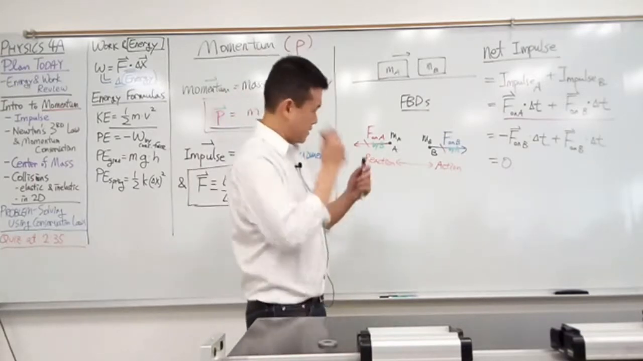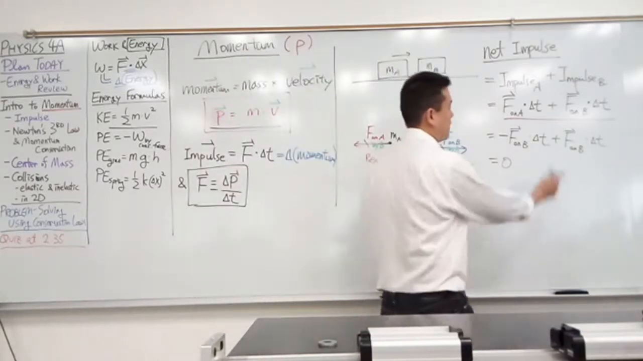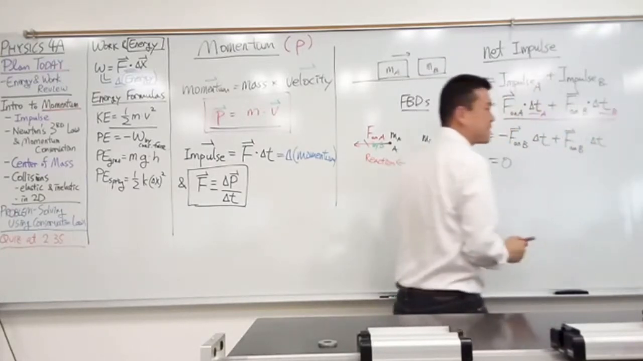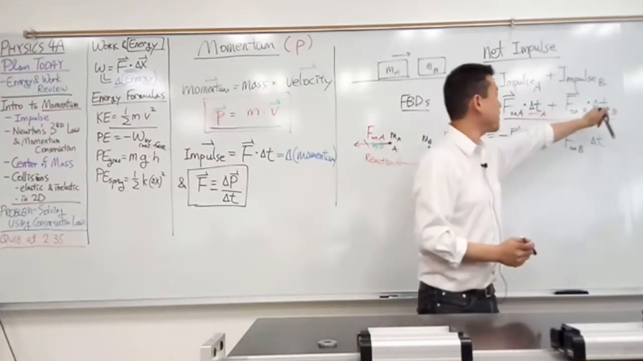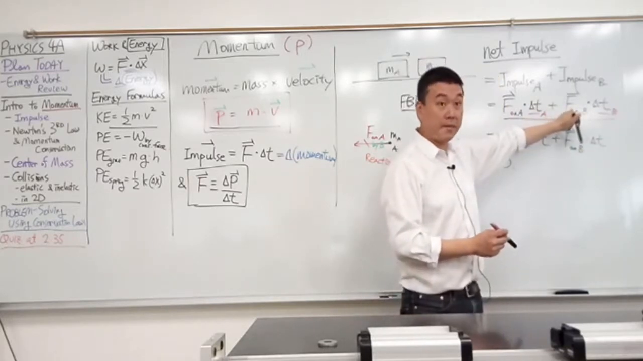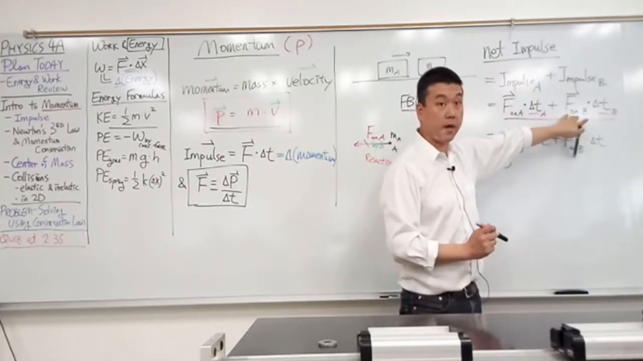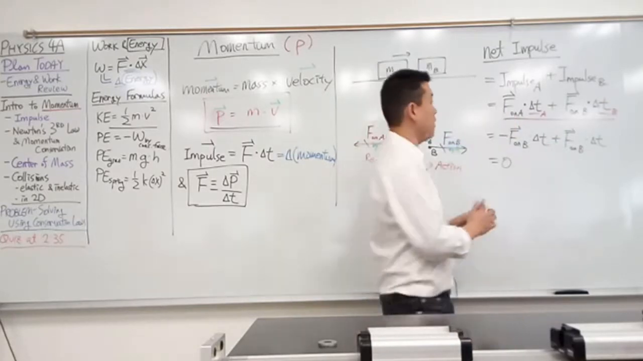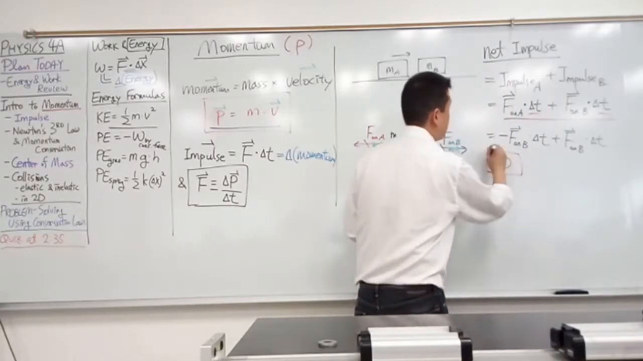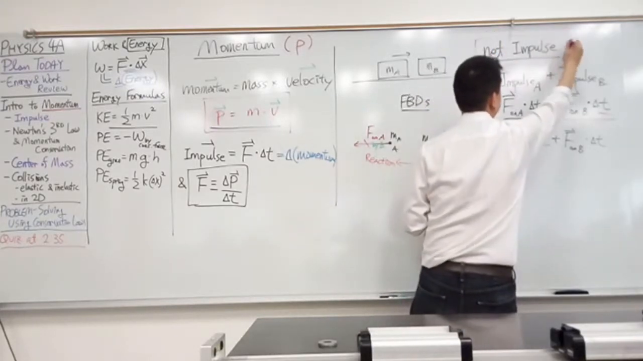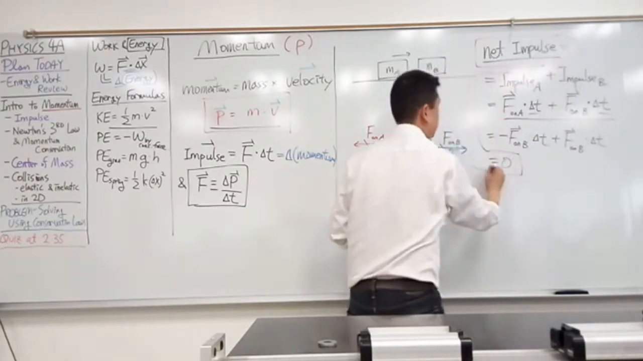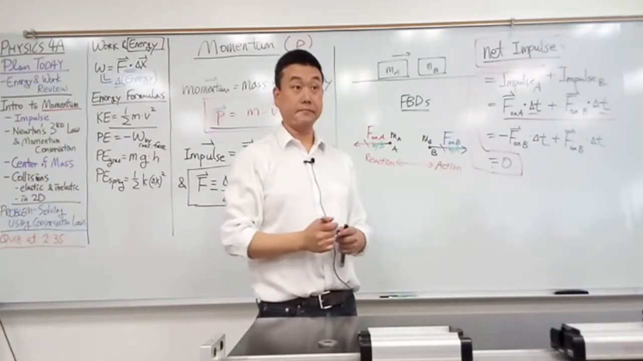We should probably touch on this. I wrote down from the beginning same duration of time instead of saying delta T A and B. Was I justified in saying that the duration of the time is the same for both forces? Yeah, because these two are part of one and the same interaction. The moment this force goes away, this force also goes away. So these two times should be the same time, which means everything is justified. And net impulse is equal to zero.